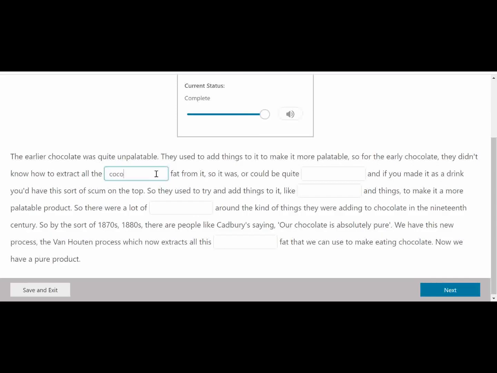So first one is cocoa, C-O-C-O-A. Next is be quite greasy. Next is like starch, scandals. A lot of means many, so here we will use plural form of verb. And this horrible. So horrible with double R. So check spellings: cocoa, greasy, starch, scandals and horrible.